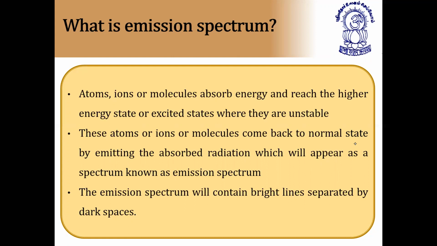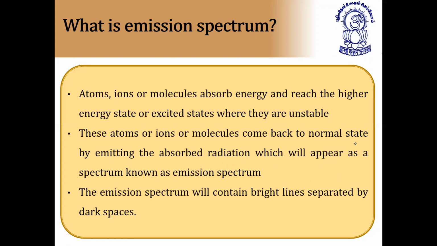Here, atoms, ions, or molecules absorb energy and reach the higher state. These are very, very small substances, which we already know. When they absorb energy, that is light, since you already know light is a form of energy, they reach the higher energy state or auxiliary states where they are unstable.